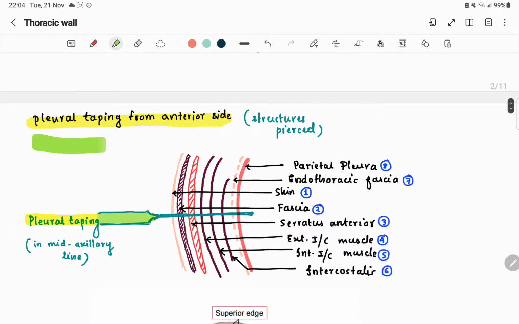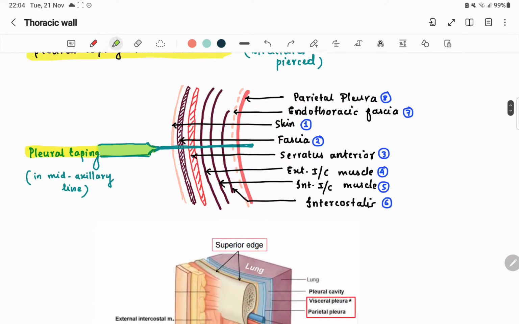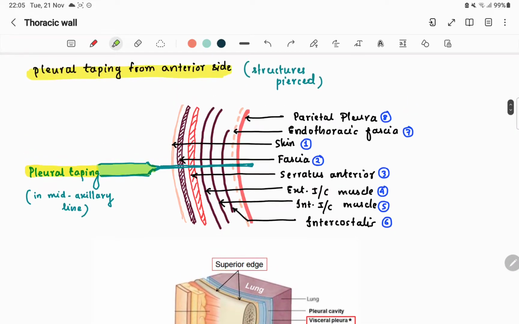That's all. Now if we talk about pleural tapping from the anterior side, what are the structures that are pierced? You have about 8 structures which are pierced. First is your skin. Then the fascia. Then third is the serratus anterior muscle. Then the external intercostal muscle, the internal intercostal muscle, the innermost intercostal muscle, your endothoracic fascia, and the parietal pleura of the lungs, which are pierced in pleural tapping.